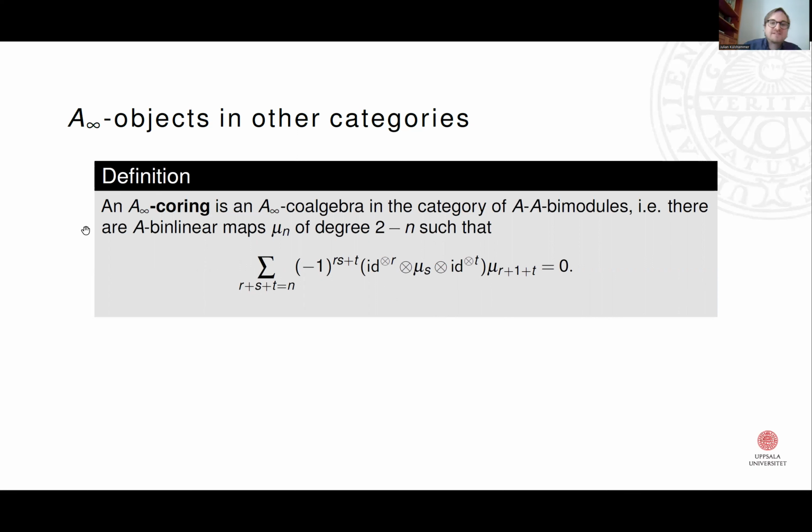So it's what you think it is, right? It's some sort of A-infinity coalgebra object in the category of AA bimodules. So you have these A bilinear maps, mu n, of degree 2 minus n, which go from, if we call this f just for now, which go from f to the tensor n. And these maps should satisfy some co-A-infinity relation, which is given by this equation here. So it's just a dual object of this A-infinity algebra, but now regarded as in the category of bimodules.